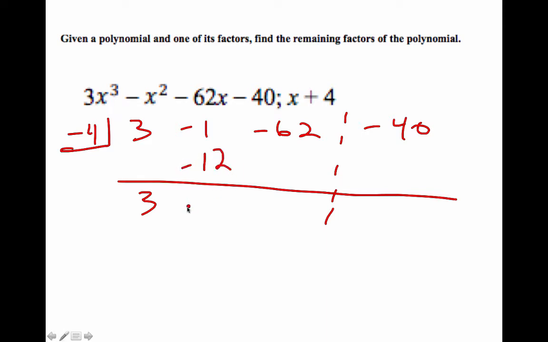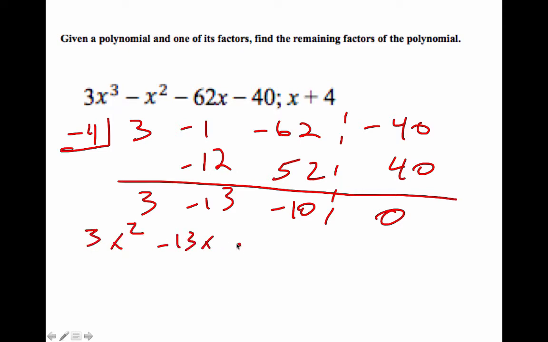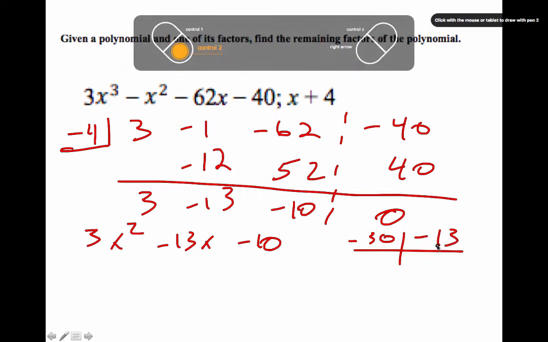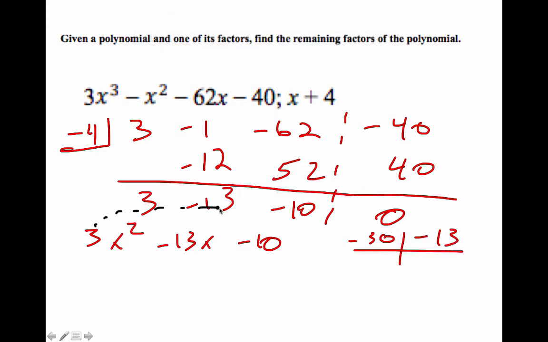Negative 12, negative 13. And then you've got negative 13 times 4, which must be like 52, right? 52, which then gives me my negative 10, positive 40, and 0. So now I have 3x squared minus 13x minus 10. And now we're going to factor this. So I'm looking for factors of negative 30 that add up to negative 13. Remember, you got to multiply a times c.